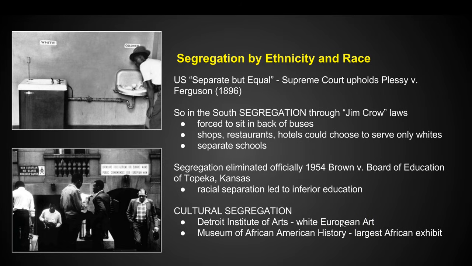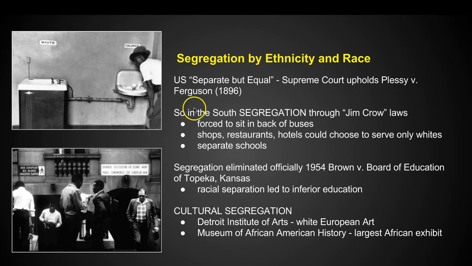We look at the segregation by ethnicity and race. Of course, in the United States, we've got that separate but equal law, which the Supreme Court upholds in Plessy versus Ferguson back in 1896. This is where we started to see the legal separation of ethnicity. Specifically, it was black and white in the United States.